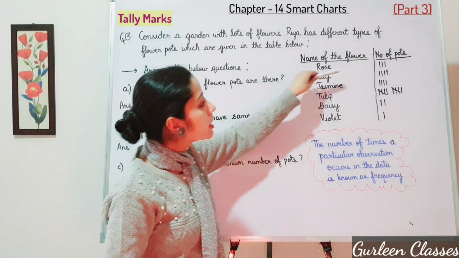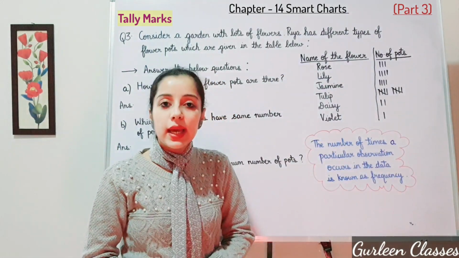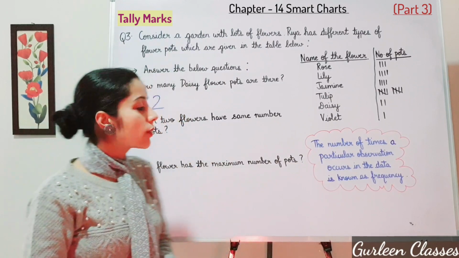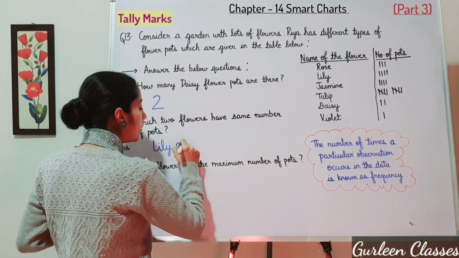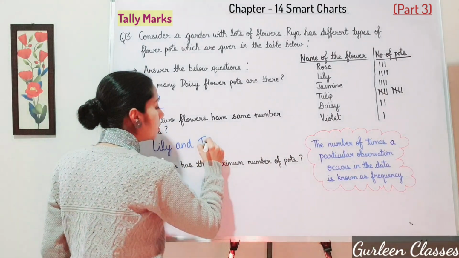B part, which two flowers have the same number of pots? So which two flowers have the same number of pots? Lily and jasmine, that is 4. So right here, lily and jasmine.